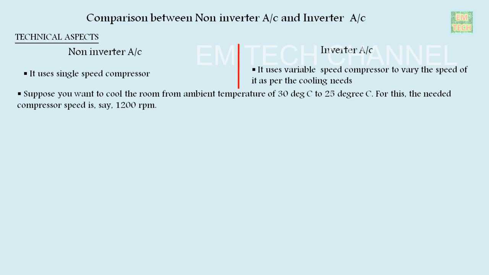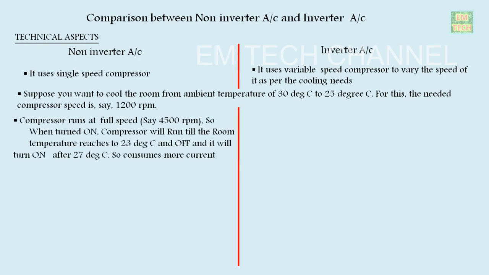Let us see with an example. I have a room with a surrounding temperature of 30 degrees Celsius and I have to cool it to 25 degrees. Assume that if the compressor runs at 1200 rpm, it will be achieved, and the compressor's maximum speed is 4500 rpm. Non-inverter AC, once switched on, runs at full speed, pumping the refrigerant in and cools the room to 23 degrees Celsius. That is 2 degrees less than the set temperature, and it will be off.